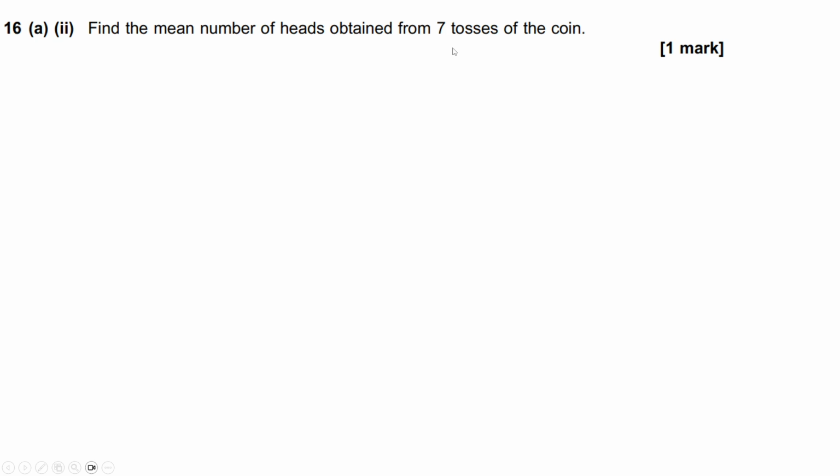Find the mean number of heads obtained from 7 tosses of the coin. You get given this in a formula booklet. It says you just multiply them together basically. You get 7 times 0.7, which is 0.49.